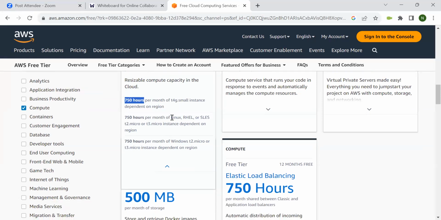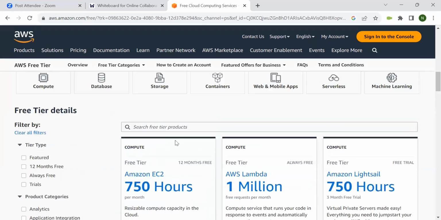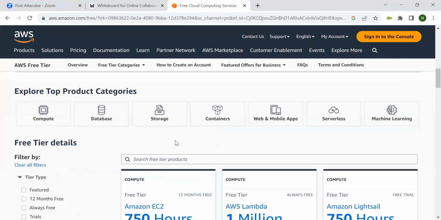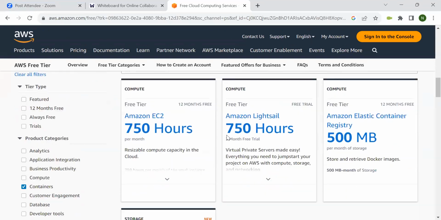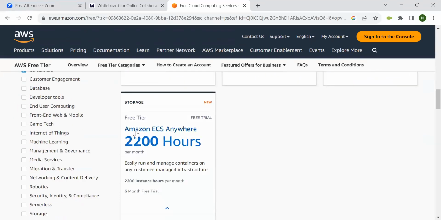Okay, and mostly they are offering Linux, RHEL, SUSE Linux, and Windows also. These are the things. And at the same time, when you are using a free trial version of the account, you should check what is available. For example, if you use the container services, for example ECS, totally they are providing 2,200 hours per month, and this is only for 6 months, not the 12 months.